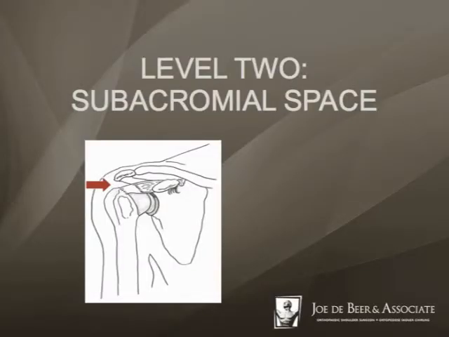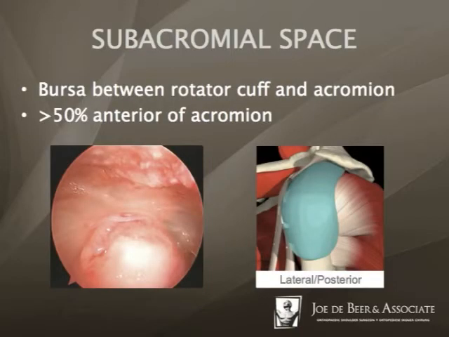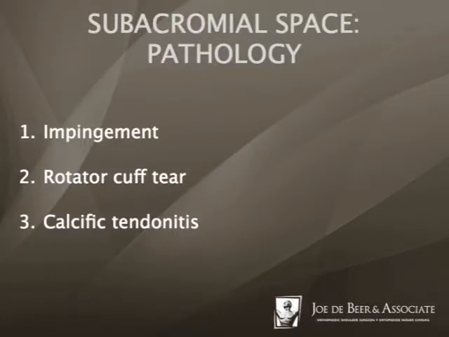Level 2 is the subacromial space, which is the space between the rotator cuff and the acromion on top. The bursa is also in this space, and remember that 50% of the bursa is anterior to the acromion and not underneath the acromion. Pathologies occurring in this space are impingement of the rotator cuff against the acromion, rotator cuff tears, as well as calcific tendinitis.